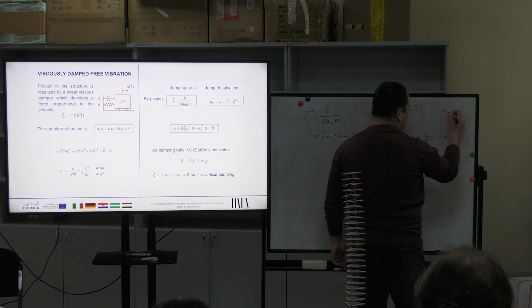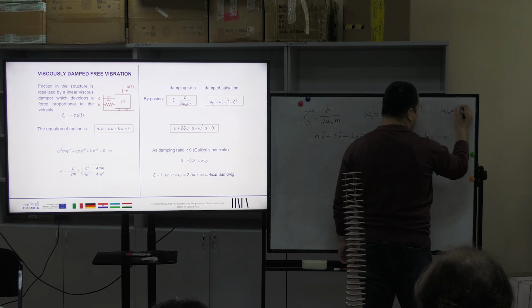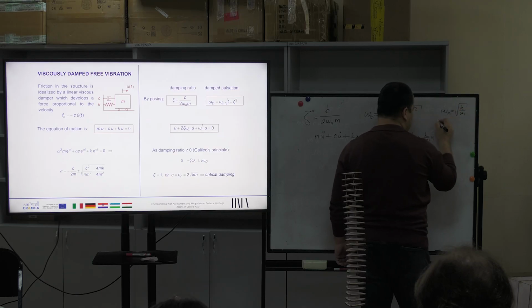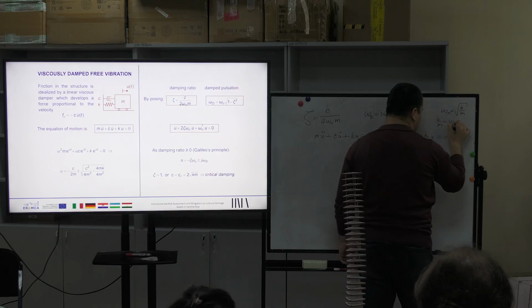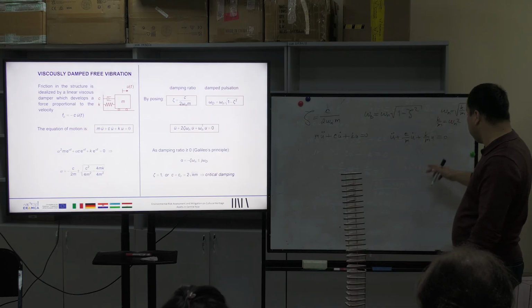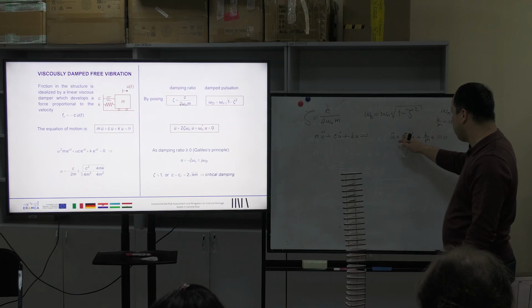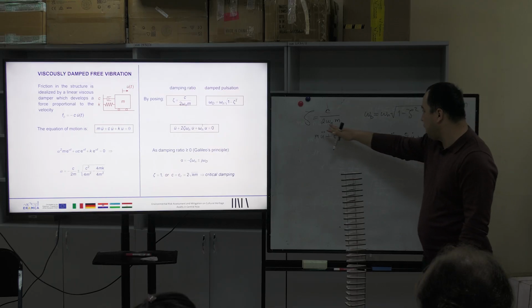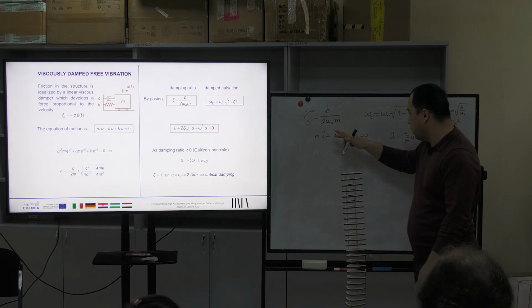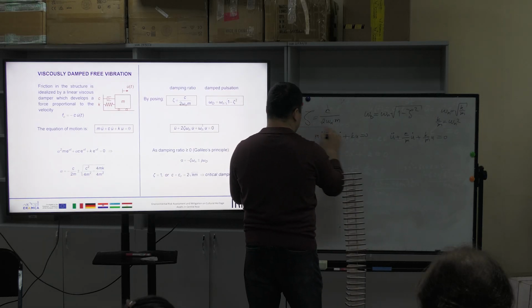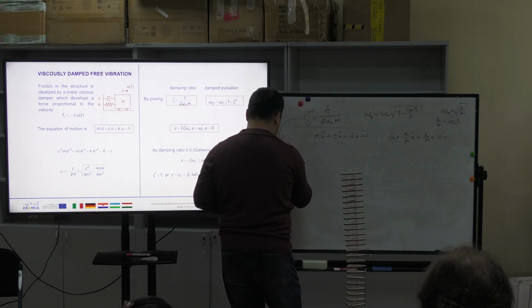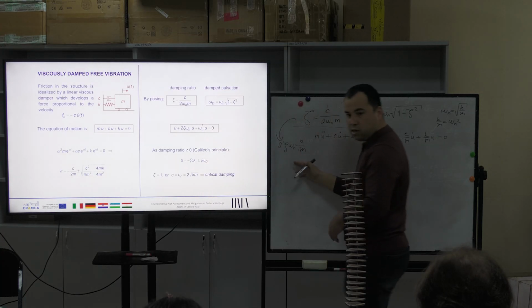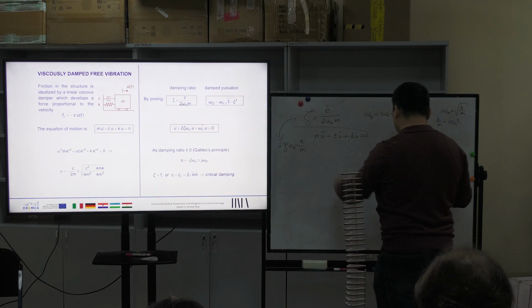So omega n was equal to square root of k over m. It means that k over m is equal to omega n squared. Okay? Instead of this one, I can put omega n squared. Instead of c over m, I can put 2 times zeta omega n. If I multiply 2 times zeta omega n, it will become c over m. Yes? Let's write it here.